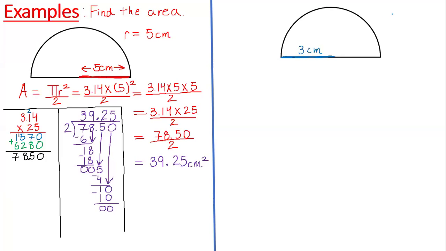So in this case, what is R? R is 3 centimeters. Do we have to half it? No, sir. Why? Because that's the radius. They already give us the radius, so no need to half it.